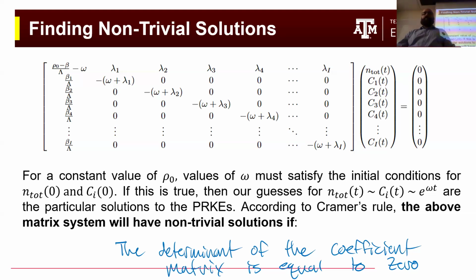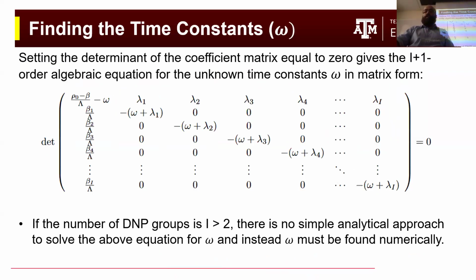Depending on the number of precursor groups that you have, that determinant is going to look worse and worse, because lambda i is based on the number of precursor groups. So if I have 100 precursor groups, then I've got a 100 by 100 matrix that I'm having to take the determinant of, which we would probably just give to a computer if it's that bad. But in general, we're going to take the determinant of that matrix, set it equal to zero, and that's how we can find what these omegas have to be.